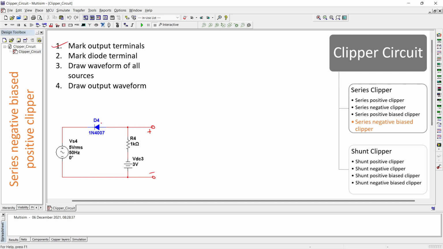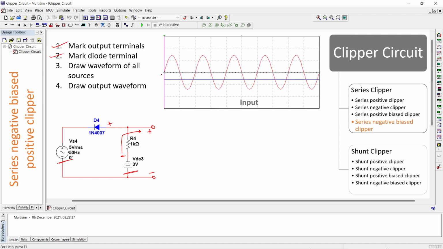Step 1 is done. The positive terminal of diode is facing this positive. Step number 2 is done. There are two sources, AC as well as DC, but the negative terminal of DC is towards the positive terminal. So this is how we should draw the input waveform. The negative of this battery is facing towards this positive. That means our DC voltage will be in negative side. So step number 3 is done.